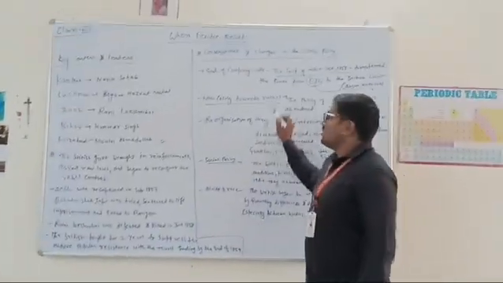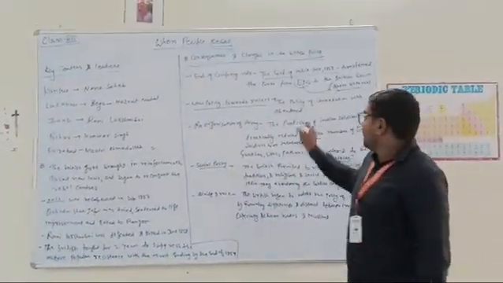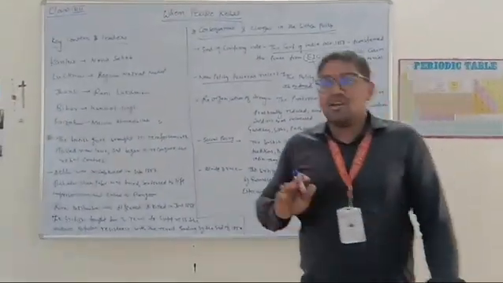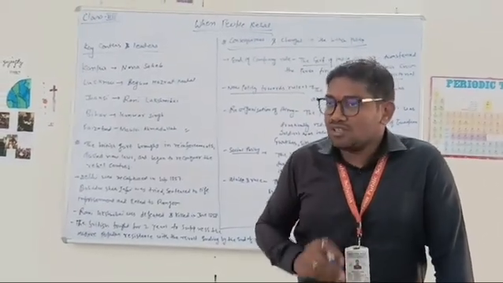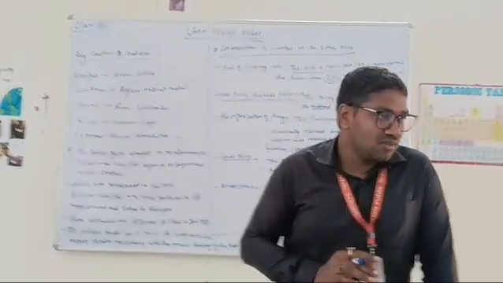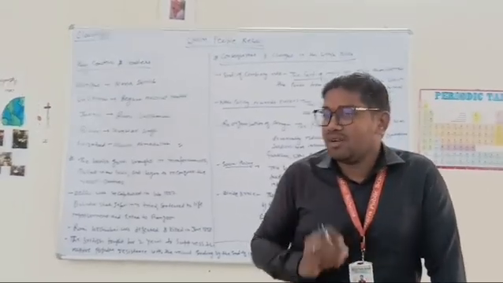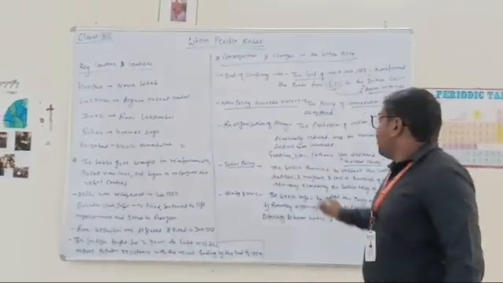The second is the new policy towards the rulers. The policy of annexation was abandoned. After 1857, the Britishers abandoned the policy of conquering new areas. They just abolished or abandoned this policy.